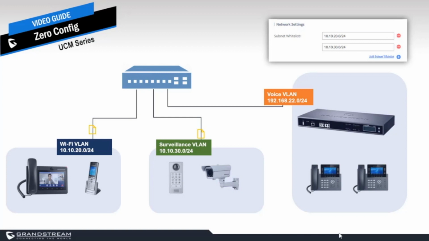To allow devices from the Wi-Fi VLAN and surveillance VLAN to request configuration from the UCM, you will need to add the network address to the subnet whitelist on the UCM. In our case, we're going to add 10.10.20.0 and 10.10.30.0 for the other 2 VLANs. When you do that, the UCM will honor the requests from the remote devices, fetch the information, look for the configuration file, and reply back to the devices in the remote VLANs.